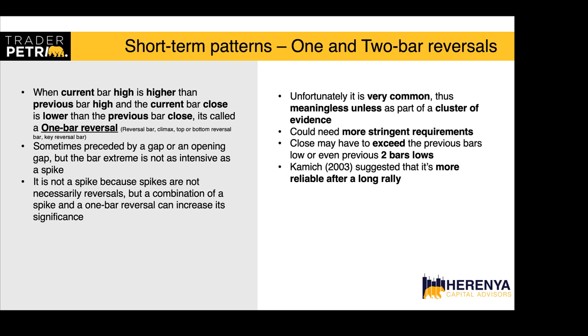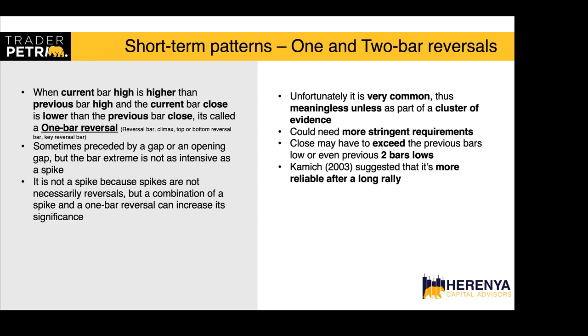And obviously, if you have a spike, a combination between a spike and a 1 bar reversal increases the significance, but that's not necessarily very helpful either, because we will see, and I will show you in the next slide, that this is a very common sort of pattern to see, and it's therefore completely meaningless unless it forms part of a cluster of evidence. So remember, in the very first part of the series, we spoke about what a cluster of evidence is. So unless you see a 1 bar reversal as a part of a cluster of evidence, and a relatively big cluster of evidence, it is pretty much useless.